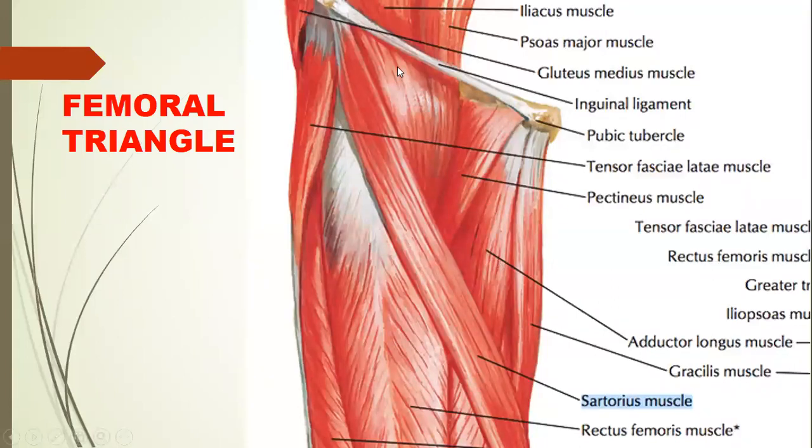Again, see that this one is the iliacus muscle. This line is for the psoas major muscle, and this is for the pectineus muscle, and this is the area for the adductor longus muscle. So remember, the boundaries of the femoral triangle are not difficult.